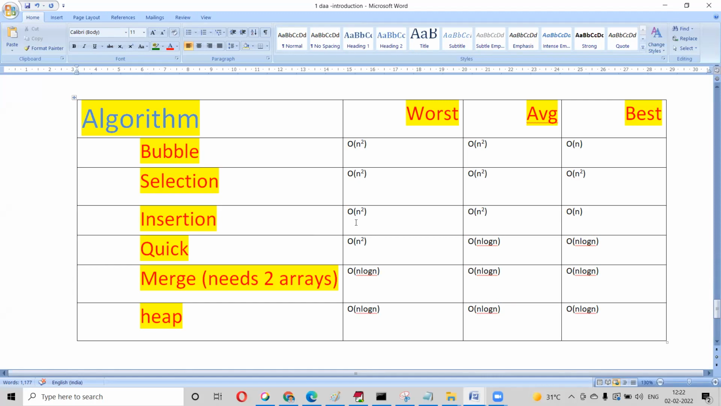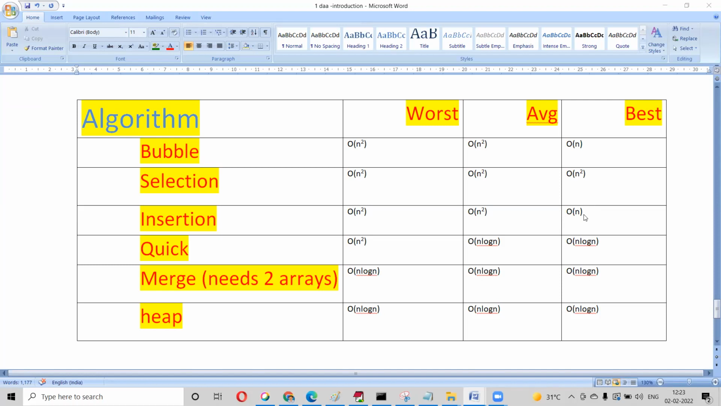Children, are you able to see my screen? Yes, children. Yes, bubble sort.